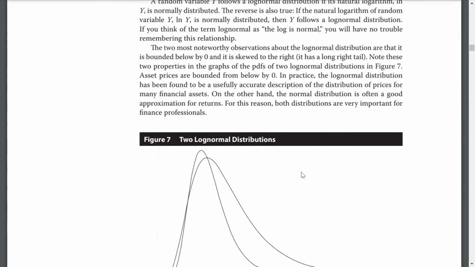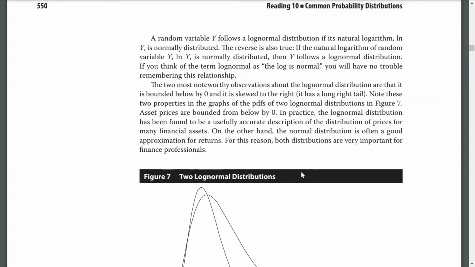The two most noteworthy observations about lognormal distributions are that it is bounded by 0, and the skewness on the right. It has a long right tail. Note these two properties in the graph of the PDFs of two lognormal distributions in Figure 7. Asset prices are bounded from below by 0. In practice, the lognormal distribution has been found to be a usefully accurate description of the distribution of prices for many financial assets. On the other hand, the normal distribution is often a good approximation for returns. For this reason, both distributions are very important for financial professionals.